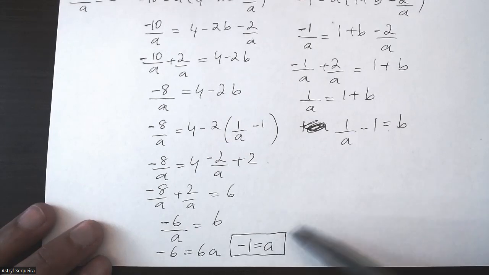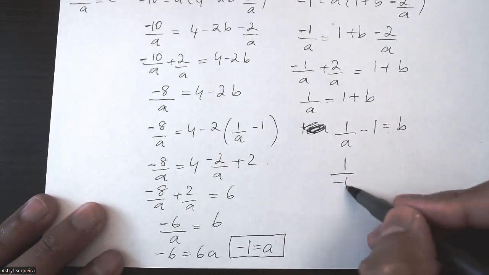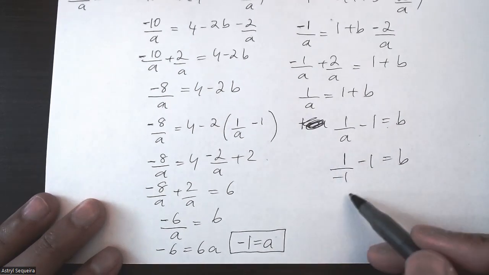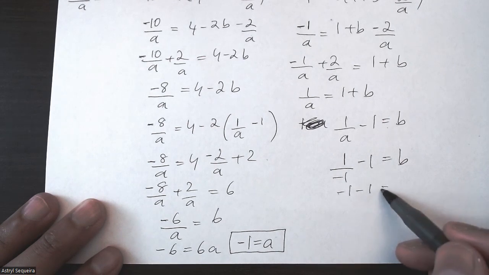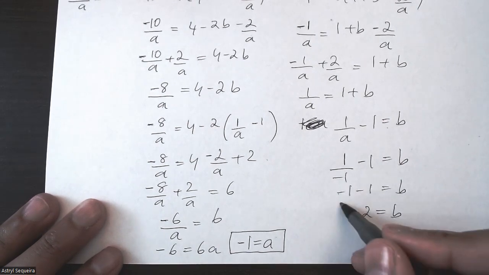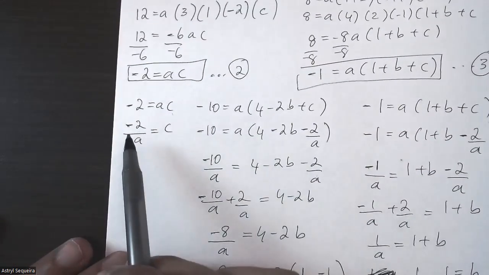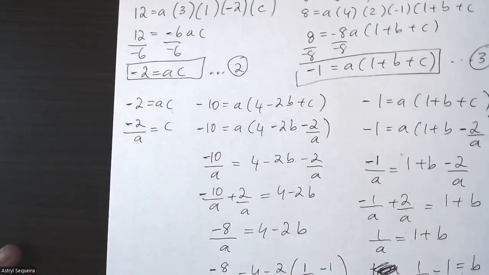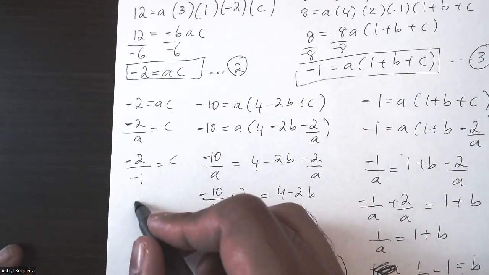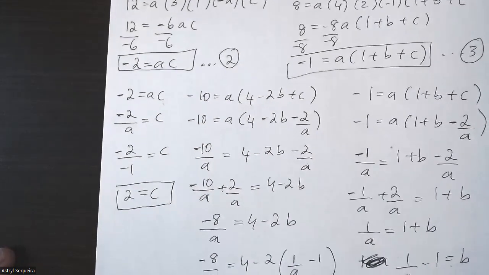Once I get my a value, I'll come back here and substitute to find my b value. So 1 over -1 minus 1 equals b. That's just -1 minus 1 equals b. So -2 equals b. And then I'll come back here and substitute the a value for my c. So a is -1, so -2 over -1 equals c. So c just equals 2.